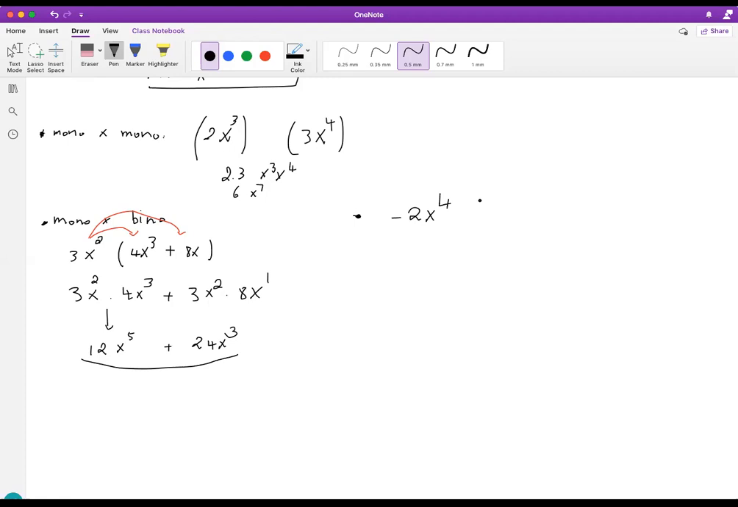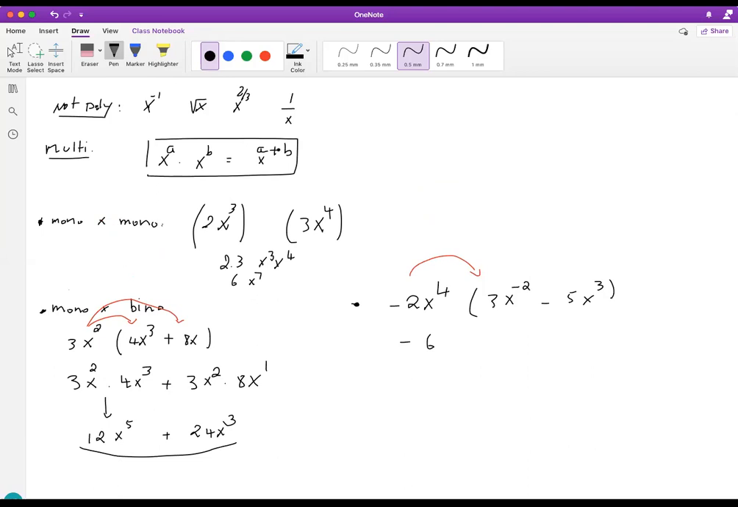Let's look at another example here. Let's say multiply this by 3x to negative 2 minus 5x to the power 3. Same thing, I'm going to be using the distributive property. So we're going to go this way and that way. So let's do the first multiplication. We have negative 2 times 3, which is negative 6. That's right. And we have x4 times x negative 2.